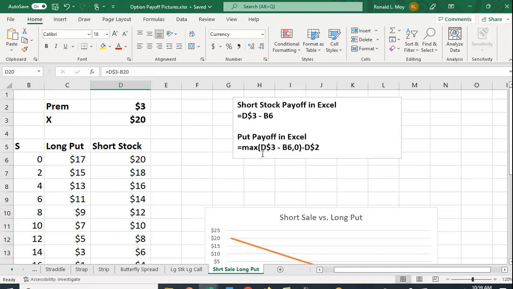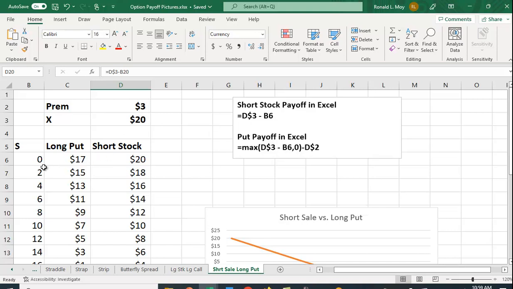Your payoff in Excel is going to be the maximum of the exercise price, the sell price, minus the stock price, or zero. So if this is a negative number, you just throw it away. Remember, you don't have to use it. And then we're going to subtract out the premium.